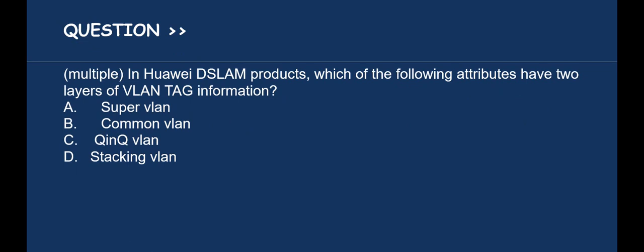Next one, in Huawei DSLAM product, which of the following attributes have two layers of VLAN tag information? Option A, Super VLAN. Option B, Common VLAN. Option C, Queue-in-Queue VLAN. Option D, Stacking VLAN. Correct answers are option C and D.